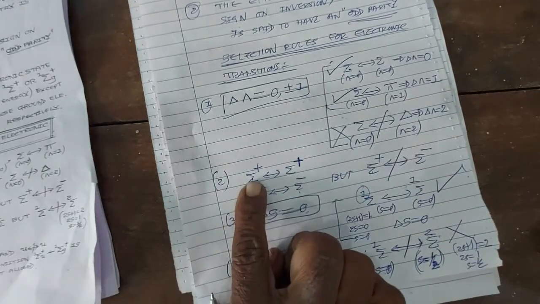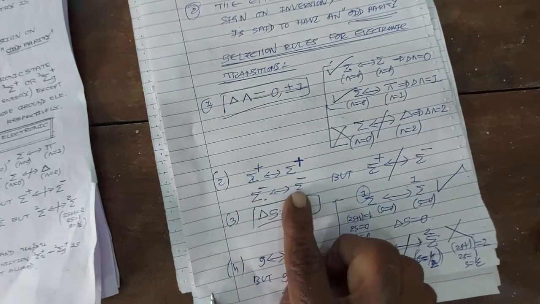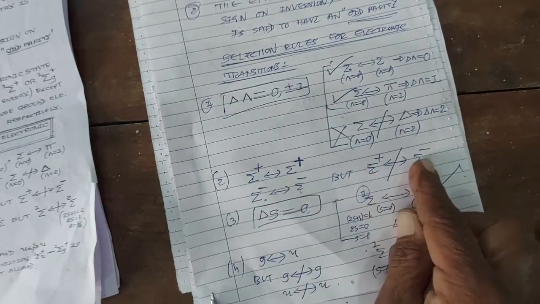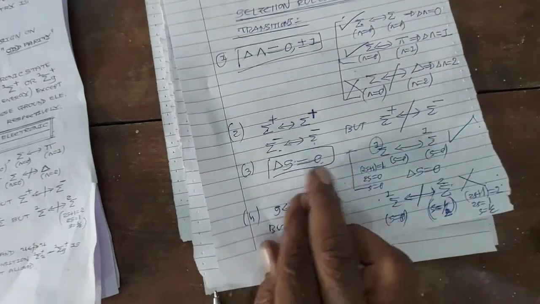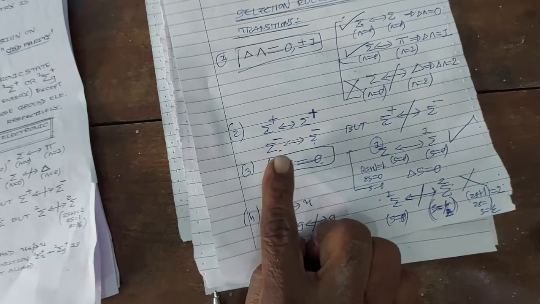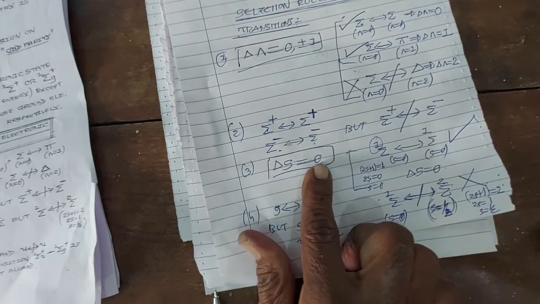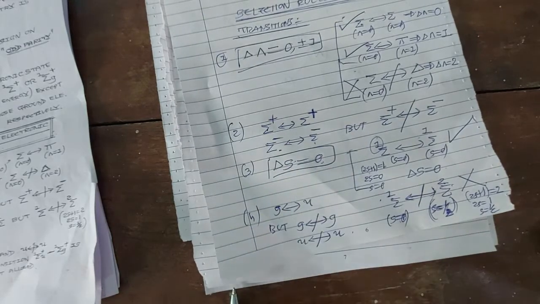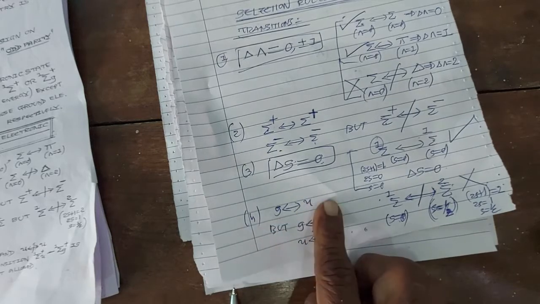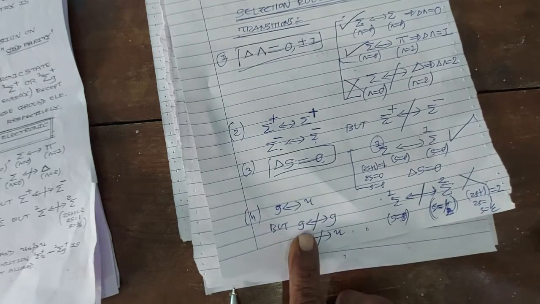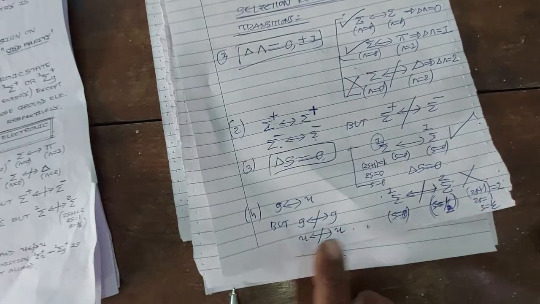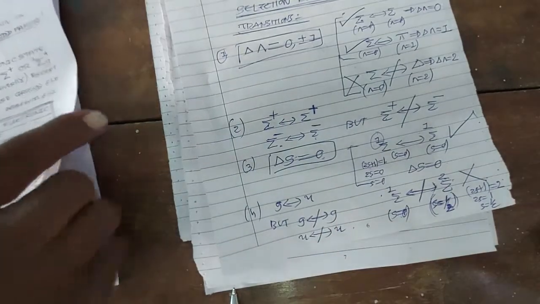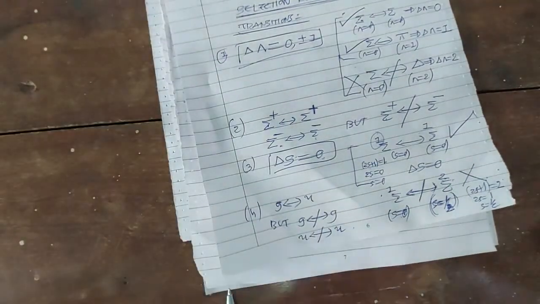Transition from sigma plus to sigma plus is possible, sigma minus to sigma minus is possible, but sigma plus to sigma minus is not possible. The electronic transitions for which the change in electronic spin quantum number delta S is 0 are allowed. And transition from G state to U state is allowed, but transition from G state to G state is not allowed, and U state to U state is not allowed. Right?